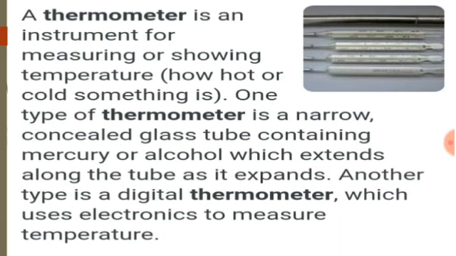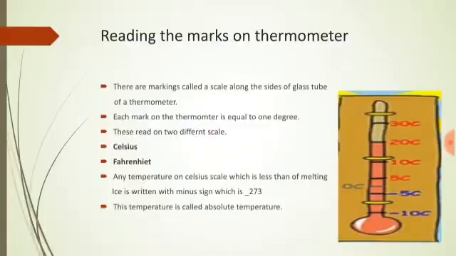One type of thermometer is a narrow, sealed glass tube containing mercury or alcohol, which extends along the tube as it expands. In our daily life, we can see thermometers in hospitals. It has a tube-like structure in which a liquid, alcohol or mercury, is present, which extends along the tube as it expands. Another type is a digital thermometer, which uses electronics to measure temperature.